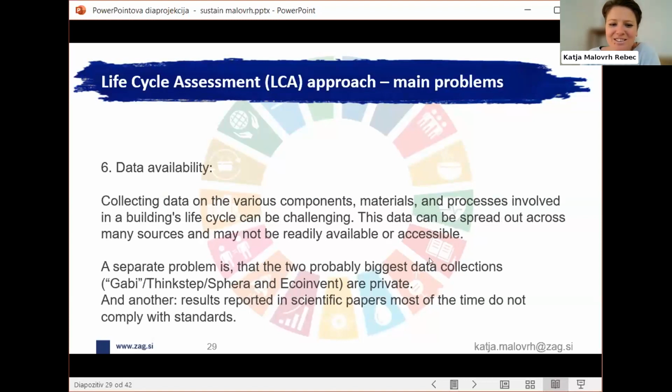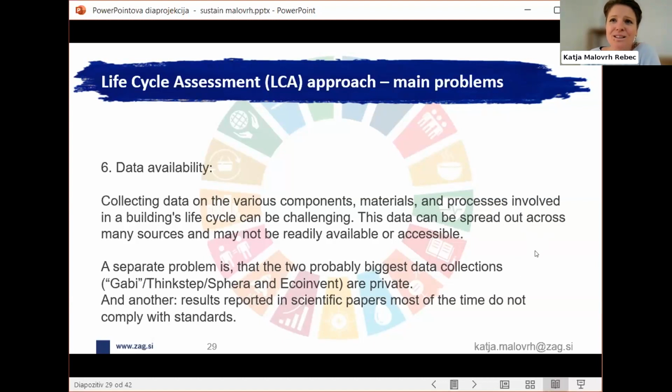Now, with data availability, collecting the data for these various components, materials, and processes can be very challenging. This is usually not just the concern of the one who actually performs the LCA, but we also need to get good data from the manufacturers, for example, who might or might not be interested in cooperating, which can be challenging. And a separate problem that maybe is not so much talked about, but should be, is that we have these big data collections, but they are proprietary.